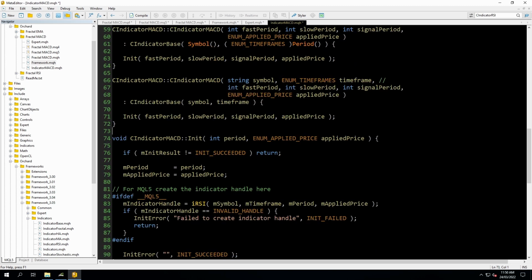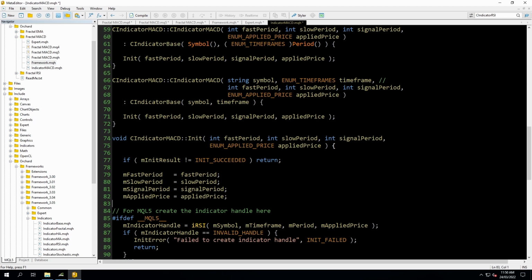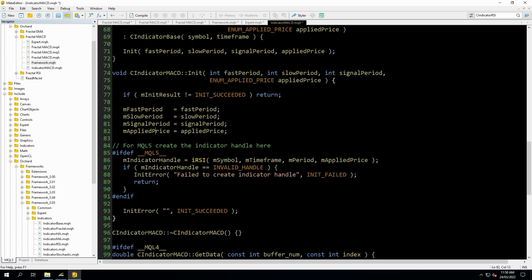For the init method, obviously I have different arguments coming in: fast, slow, signal, and applied price. And then I want to capture those in the appropriate member variables: fast, slow, signal, and applied price. In this ifdef __MQL5, all of this code for handling the error in the handle is the same.